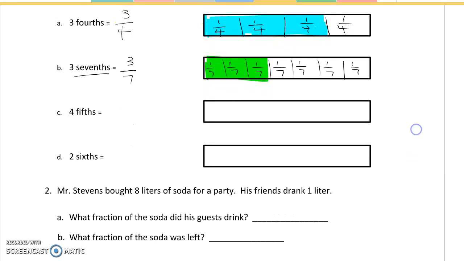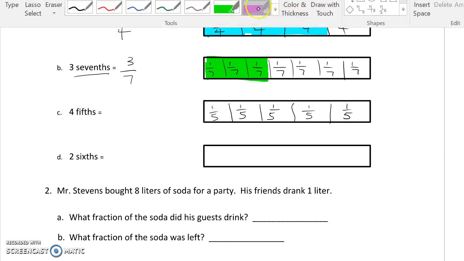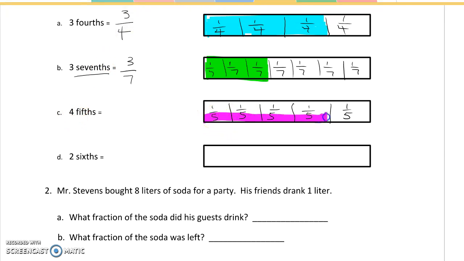All right, letter C, 4/5. So I'm going to make 5 sections. These odd numbers are a little hard. 2, 3, 4. 1, 2, 3, 4, 5. Okay, so label my unit fractions. And now I need to color in 4. So I'm going to get another color. There's 1, 2, 3, 4. Okay. And then to show that fraction, 4/5.